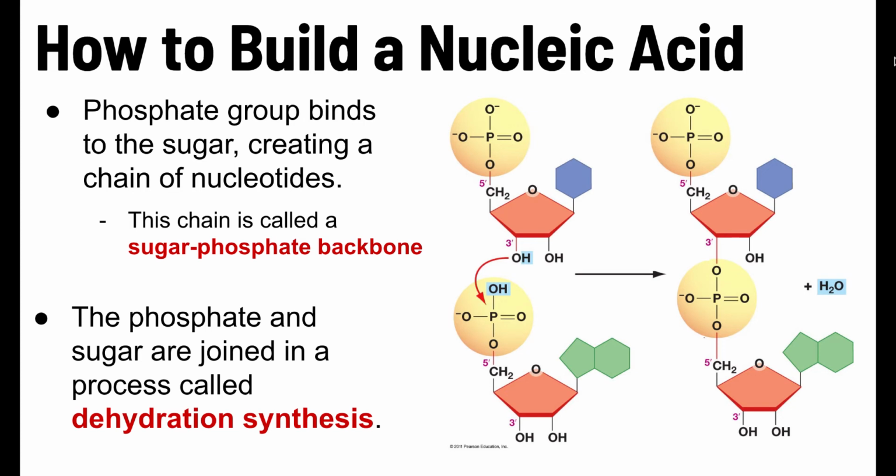And you can see in the image here an H from one of the nucleotides and an OH from another nucleotide are joined, creating H2O. And in the process, the phosphate group and the sugar are joined together. They form a bond, and that's what's going to create this chain.